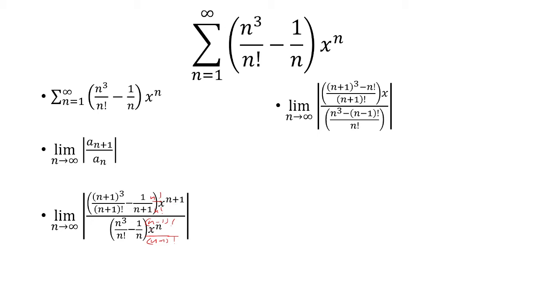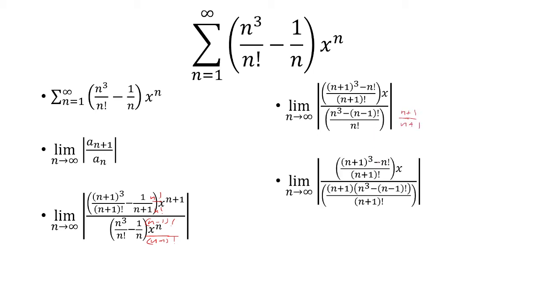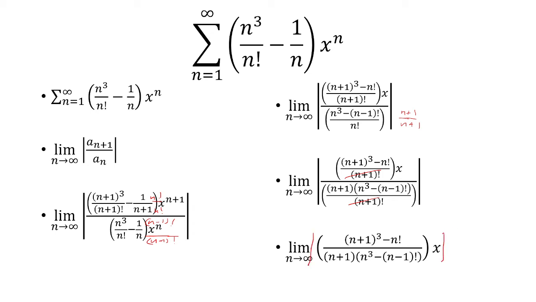Finally, the x to the n plus 1 over x to the n is just going to give us x. From here, I would like for this one to be n plus 1 factorial, so then I can cancel it out with this n plus 1 factorial. So I'm going to multiply the bottom fraction by n plus 1 over n plus 1. So it becomes n plus 1 factorial, and then I'm going to distribute this n plus 1 to the n cubed minus n minus 1 factorial. But first, the n plus 1 factorials are going to cancel. And here we still need to have the absolute value.